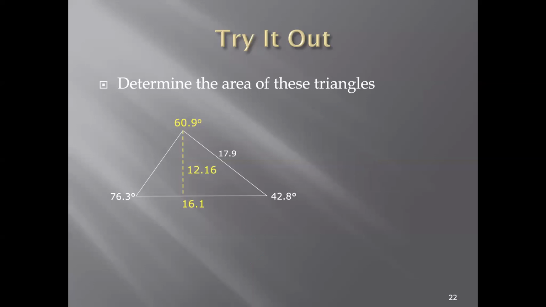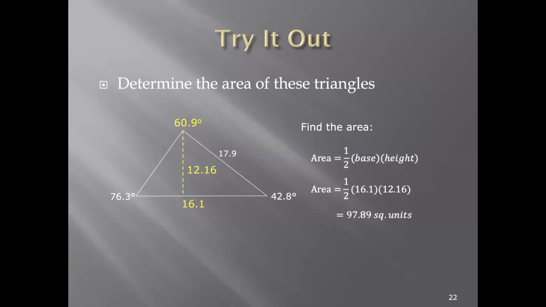Now, we already have the height and the base of the triangle. We can now solve for the area of this triangle. Remember, the area is equal to 1 half times base times height. So let us substitute the values given, wherein the base is 16.1 and the height is 12.16. So the area is 1 half times 16.1 times 12.16. Therefore, the area of this given triangle is 97.89 square units. So that is how we use the law of cosine in solving for the area of the given triangle.